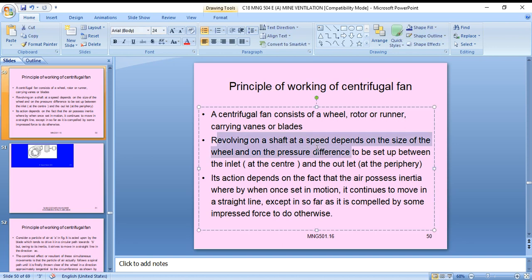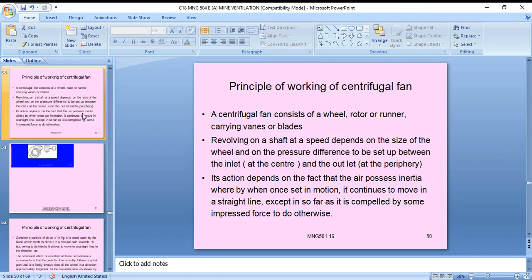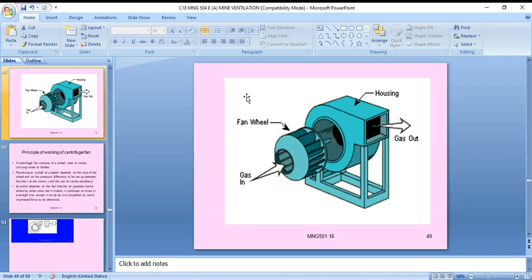Here you can easily understand how the air will be entering the inside and also how it is thrown out. That is very clearly given here. So that figure can be shown, you understand, once again, repeated here.